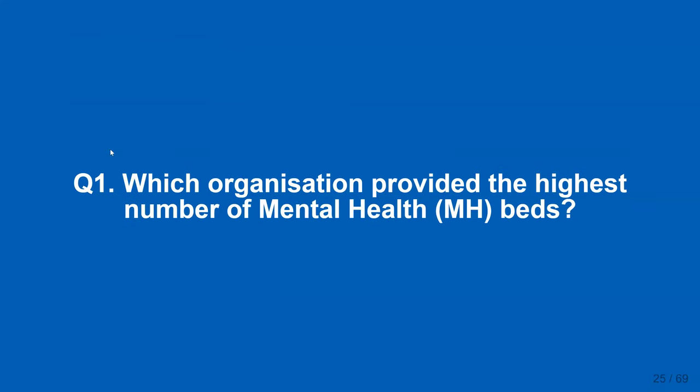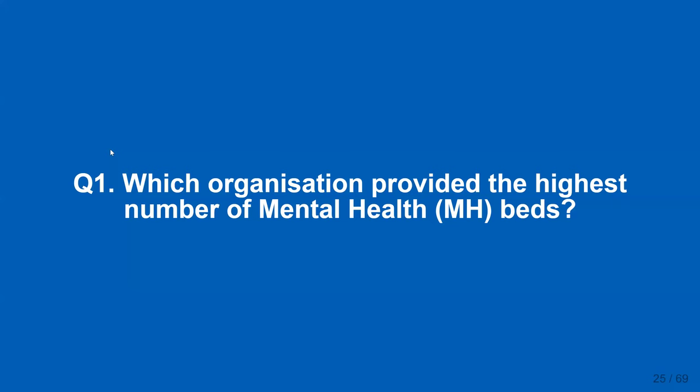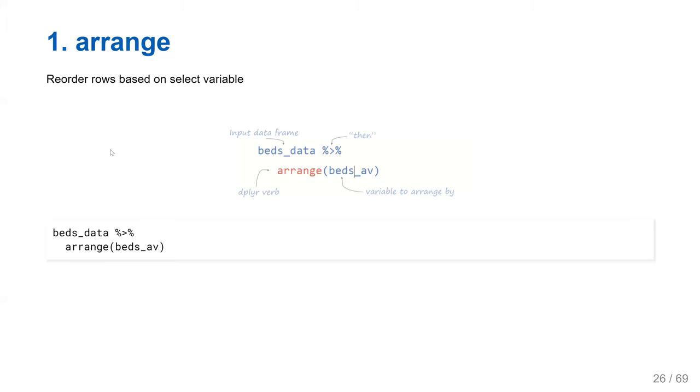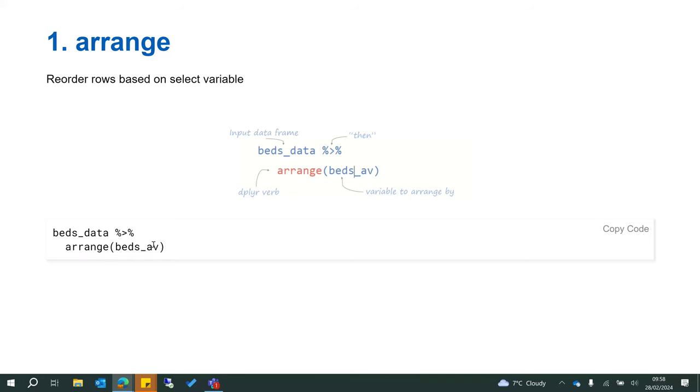So using dplyr, we're going to start coding now. Let's answer the question of which organization provided the highest number of mental health beds. As you can imagine, if you want to figure out which organization specifically has provided the highest value of something, you'll instinctively want to sort your data set by a column, right? So to sort, we will use the arrange verb, which is quite easy. So arrange and then the name of the column that you want to arrange by. So we can do this now.